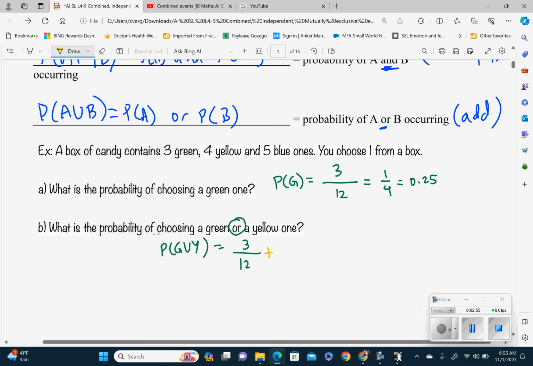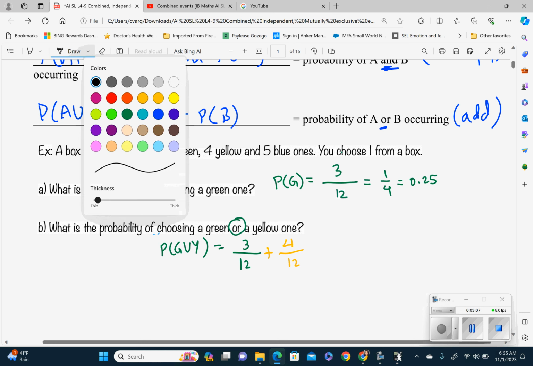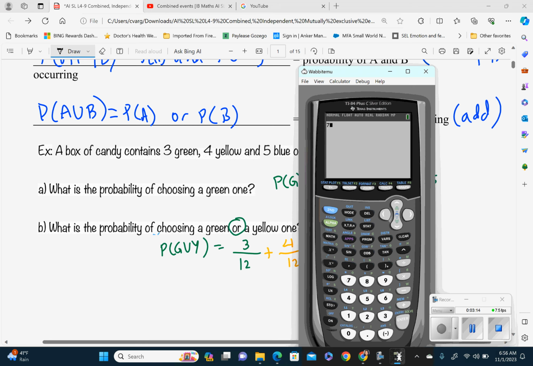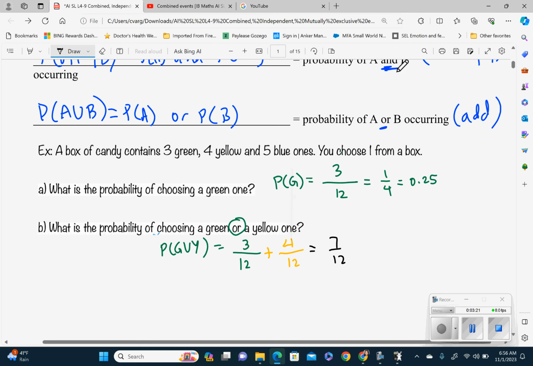So this is going to be "or", which means add. And we're going to add the yellow. So how many yellow are there? There are 4 yellow out of 12. And so this is going to equal 3 over 12 plus 4 over 12 is equal to 7 over 12. And then I can take my handy calculator and just divide that. 7 divided by 12. Hit enter and I get 0.583 rounded to 3 significant figures. So this is about 0.583, and either of these answers work.